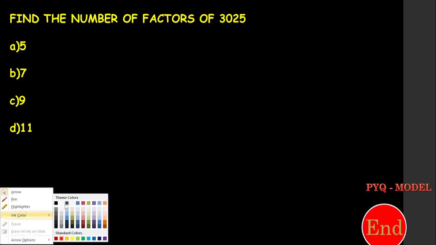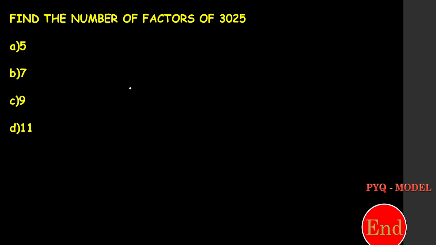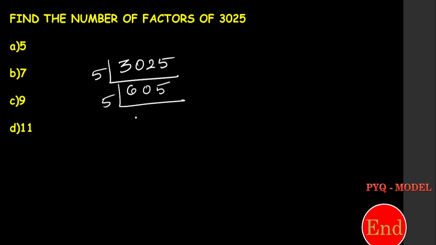If you want to find the answer for factors, first of all we need to take 3025 in the L division method. If I take 5 table, 6 fives are 30, then 25 is 5 times, 0. 605. Now let me again take 5 table, 1 times, remainder 1, 2 times, 1 times. So take 11 table, 11 into 11.